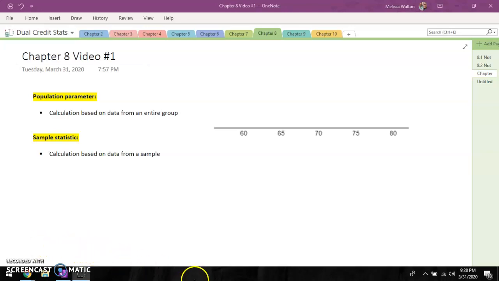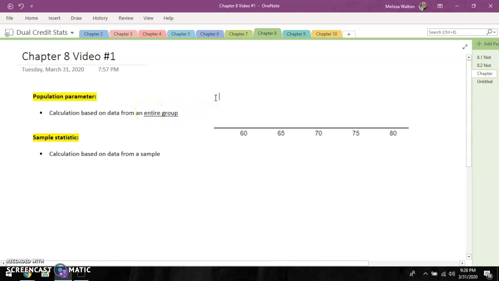So some real quick vocab review to kind of get us set up for what we're going to be doing this chapter and the following two chapters after this. I want to review the difference between a population and a sample, and a parameter and a statistic. A population parameter is a calculation based on data from an entire group, an entire population.